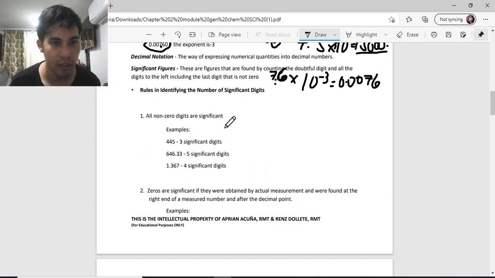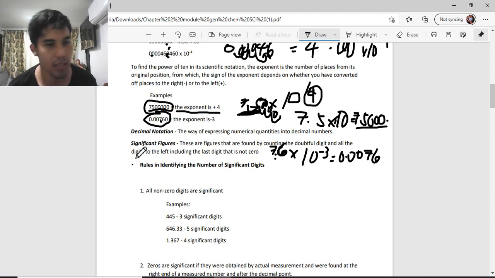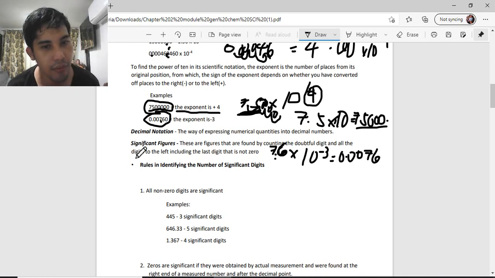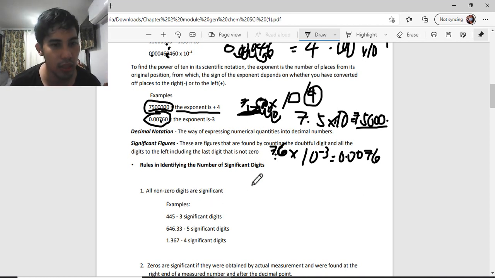Okay? Now, let's go to significant figures. Significant figures are a bit confusing, class, but bear with me as I explain. These are figures found by counting the doubtful digits and all the digits to the left, including the last digit that is not 0. Remember, class, usually significant numbers are whole numbers, ranging from 1 to 9. But there are rules in identifying the number of significant digits.